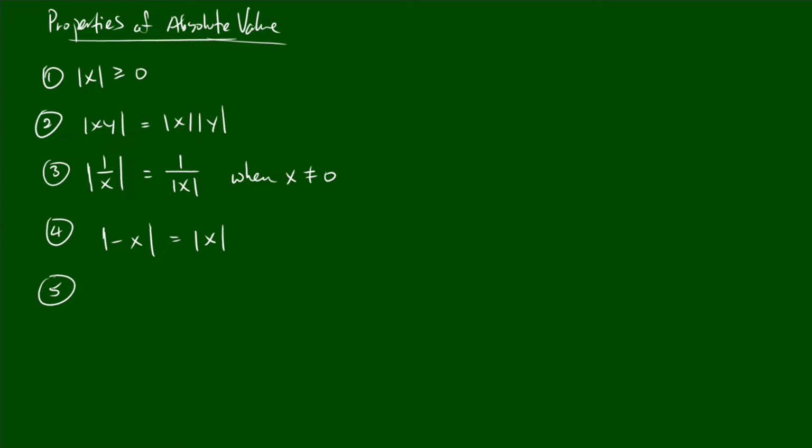For the fifth property, you have what you would call the triangle inequality. It's a little bit complicated to understand if you've never seen it before. But it's basically saying that the absolute value of the sum of two numbers is always going to be less than or equal to the sum of their absolute values individually, right? This is the triangle inequality.